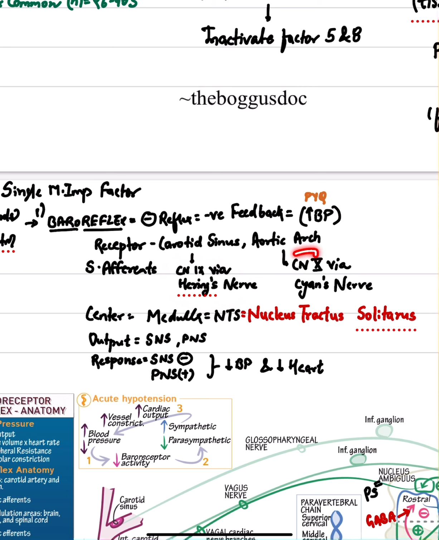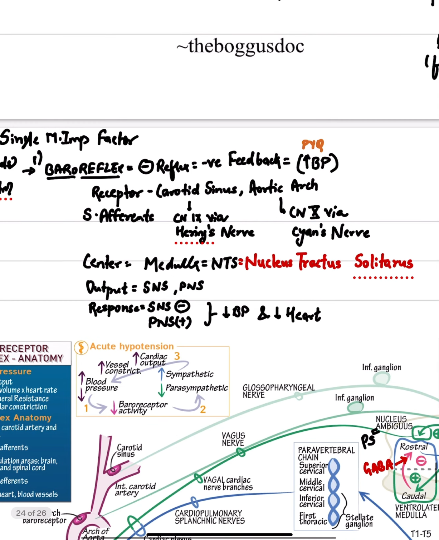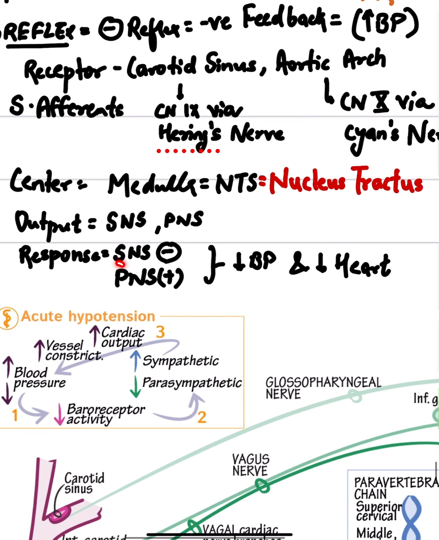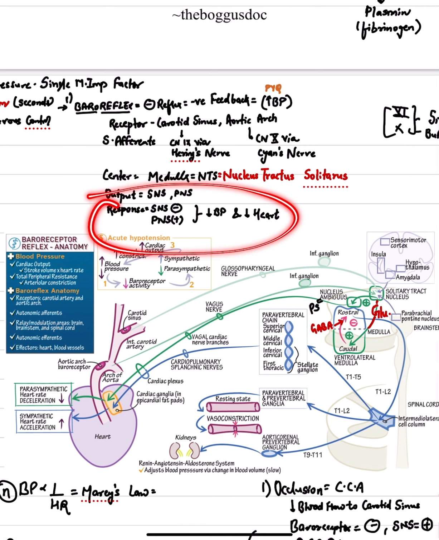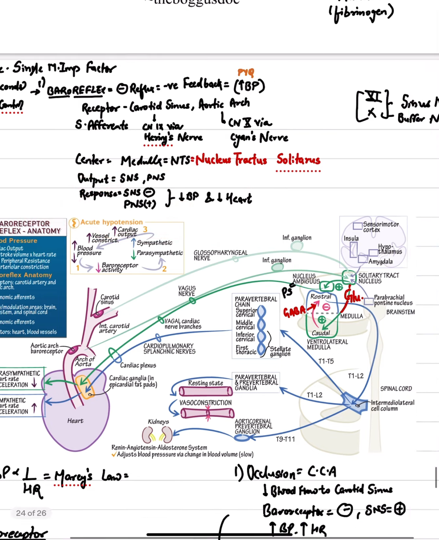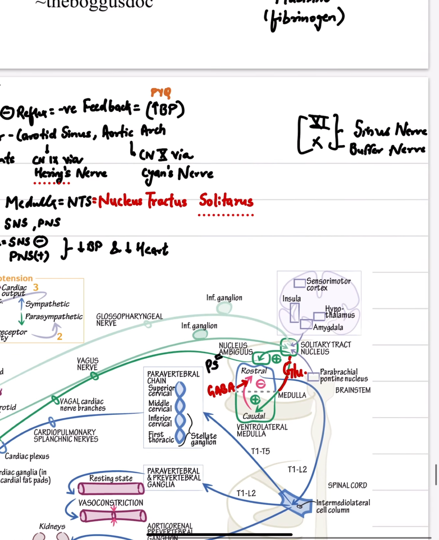What is the afferent? It is the ninth nerve, by Hering's nerve, and the tenth nerve, by Cyon's nerve. What is the center? It is the medulla, the nucleus tractus solitarius. Output is the sympathetic and parasympathetic nervous system. The response is inhibition of the sympathetic nervous system, because BP is increasing and we have to decrease it, and stimulation of the parasympathetic nervous system. So in the baroreflex both BP and heart rate decrease. Don't remember that BP decreases and heart rate increases. That is wrong; in the baroreflex we have decreased BP and decreased heart rate at the same time.